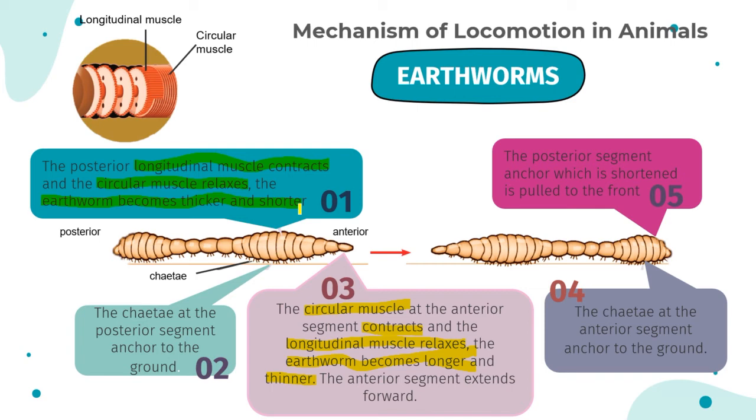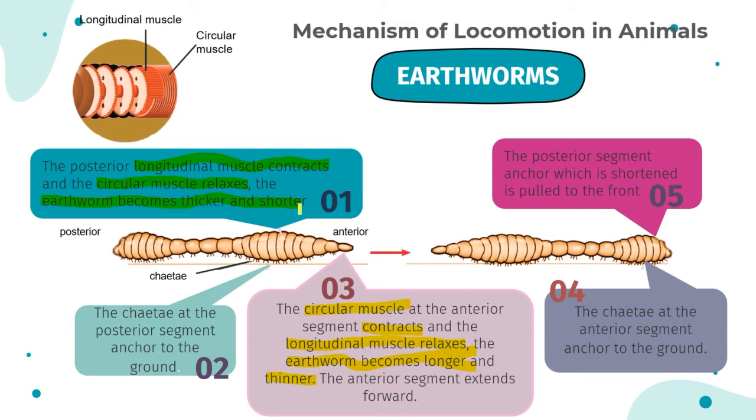Next, in the anterior part, the longitudinal muscle will relax and the circular muscle will contract. And what happened to the earthworm? The earthworm becomes thinner and longer. Then the anterior segment will extend forward, and the kit on the anterior part will anchor the ground, and then it will pull the posterior segment to the front.